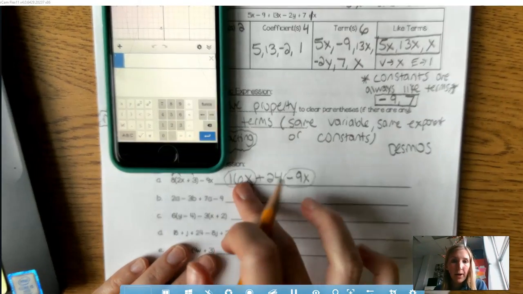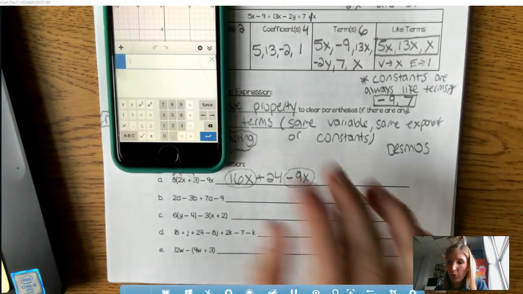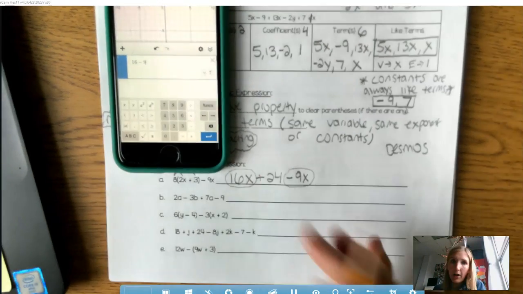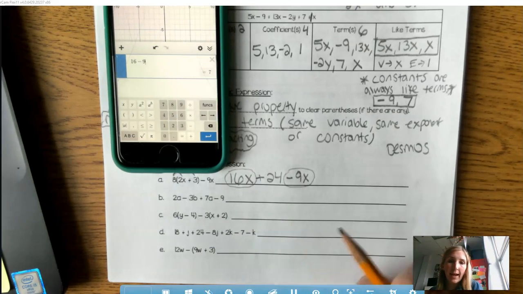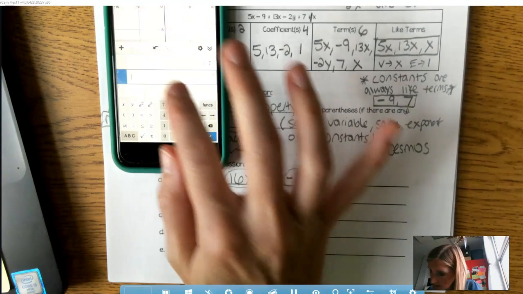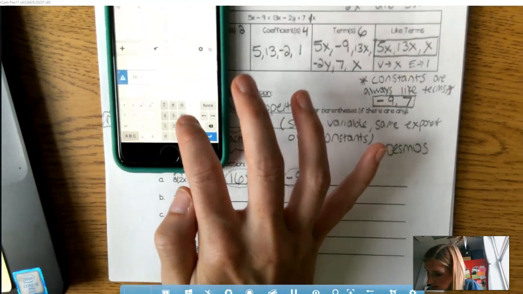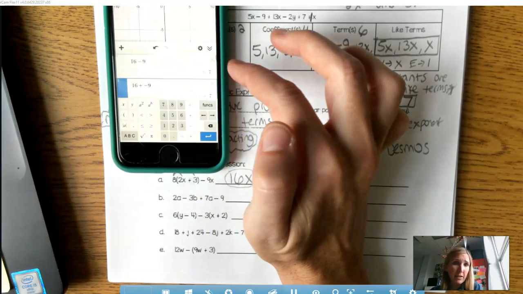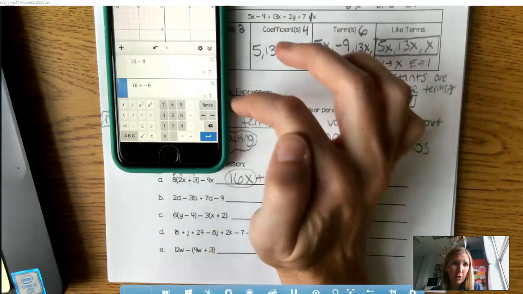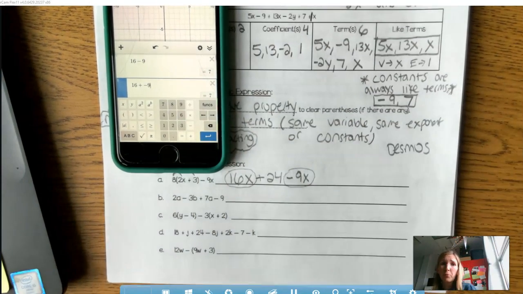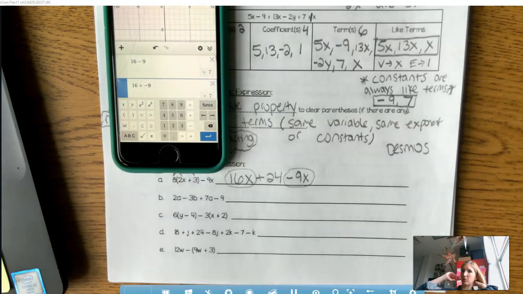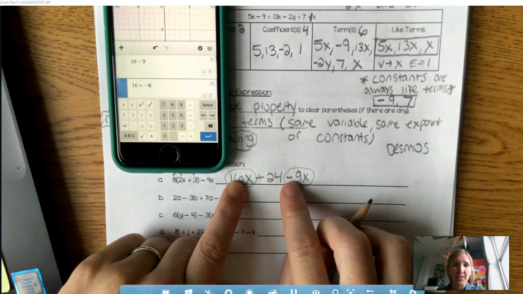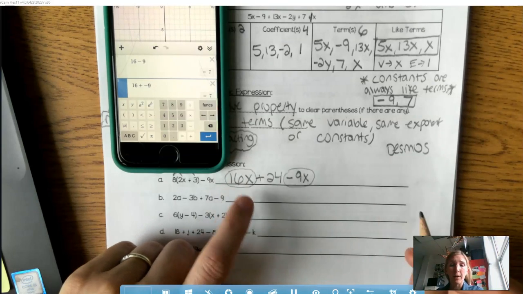All right, so we're going to combine 16x and negative 9x. So all I'm going to do is 16 minus 9. Now I know what you're thinking, Miss Lucas, wait a minute, you said that was a negative 9. Okay, you're right. I can do that too. I can do 16 plus a negative 9. I get the same answer. 16 minus 9 is 7, and 16 plus a negative 9 is 7. So there's multiple ways to get at the right answer. Whatever makes more sense to you, use it. So 16 minus 9, or 16 plus a negative 9, you end up with 7.